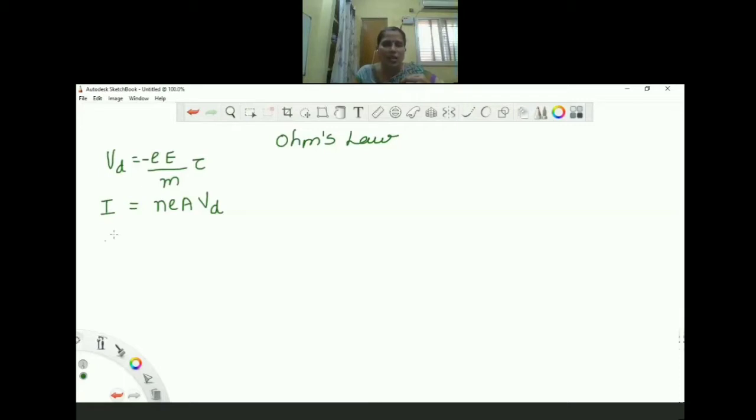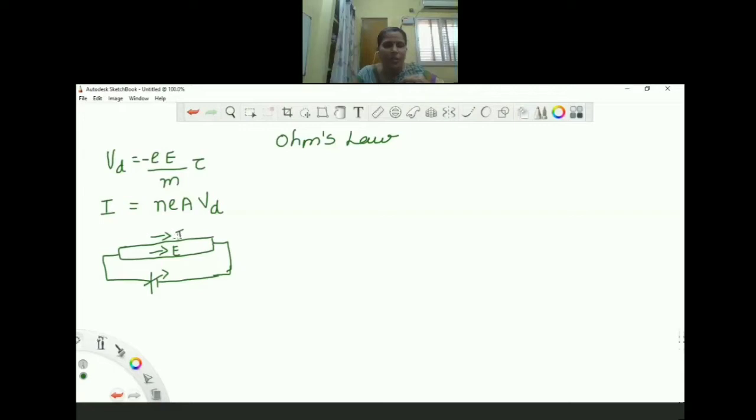Now let's see Ohm's law. Let us assume a conductor of length L and area of cross section A connected to a battery or a cell. We can also consider this to be a variable one. The direction of the electric field is from positive to negative, and this is the direction of the current.